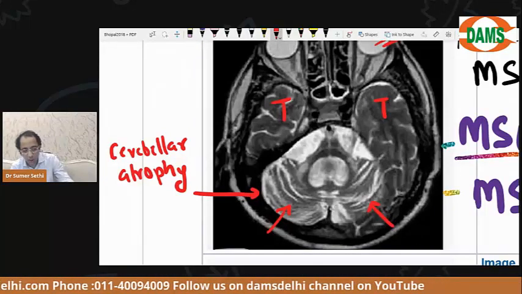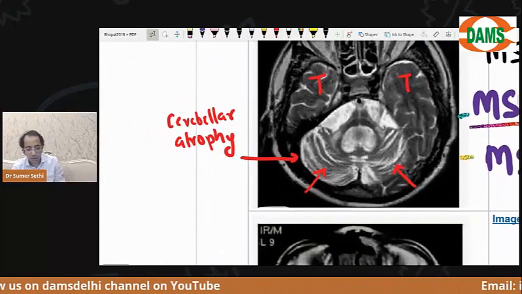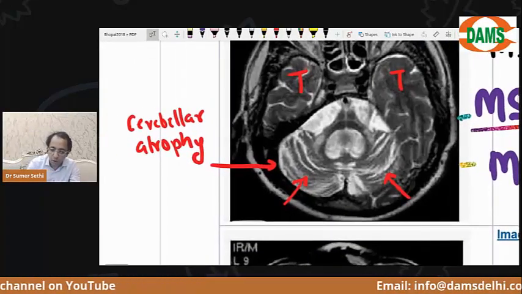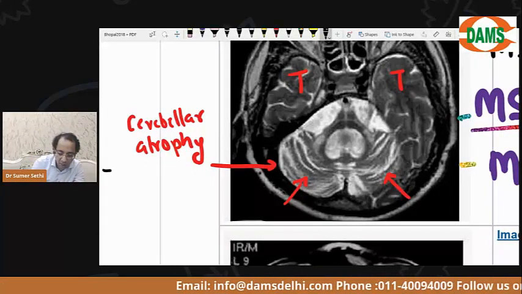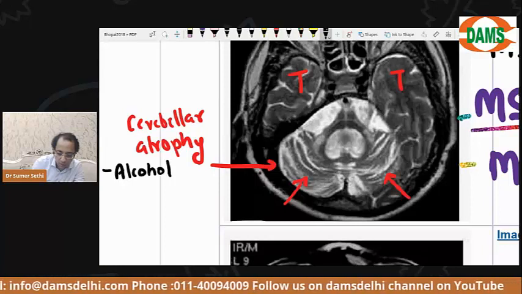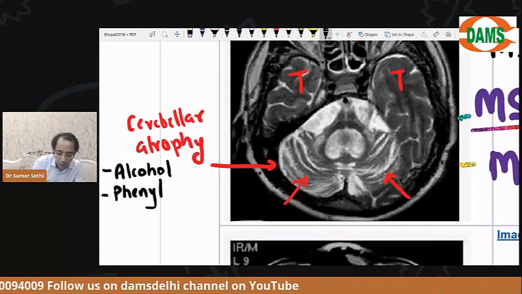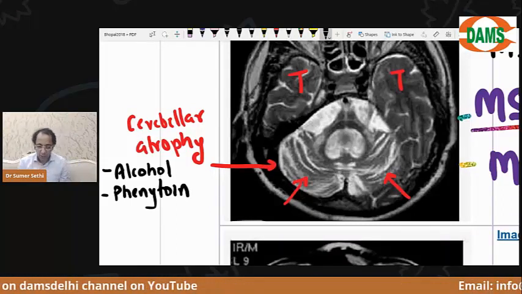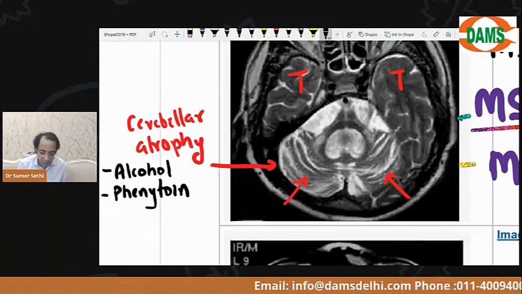Now let's see if you can answer. Cerebellar atrophy could be because of multiple causes. One cause of cerebellar atrophy could be alcoholism. Second could be long-term phenytoin therapy. So the causes of cerebellar atrophy could be alcoholism, phenytoin therapy, we don't know.